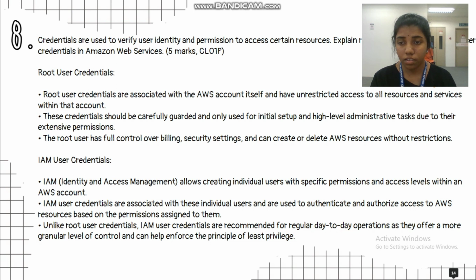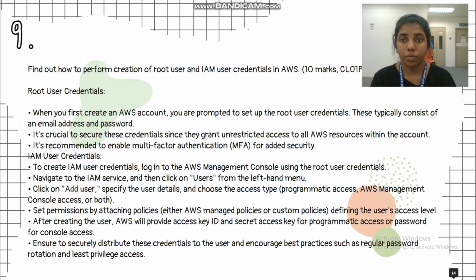IAM, which stands for Identity and Access Management, allows creating individual users with specific permissions and access levels within an AWS account. IAM user credentials are associated with these individual users and are used to authenticate and authorize access to AWS resources based on the permissions assigned to them. Unlike root credentials, IAM user credentials are recommended for regular day-to-day operations as they offer a more granular level of control and can help enforce the principle of least privilege.